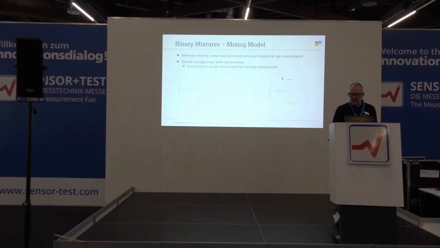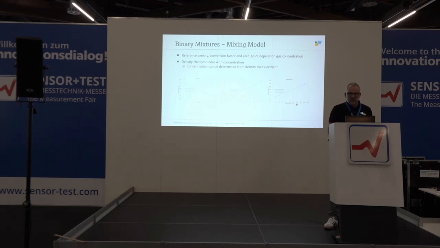So go a bit further, does it work for binary mixtures as well? If you know which two gases you have, typically in industrial applications, you know these are these two gases, but you don't know the mixture, and the mixture can change. By measuring density, you see these are some examples: nitrogen-CO2, nitrogen-helium, methane-hydrogen, and you see the density changes nicely linear with concentration. So by measuring density, you know the concentration of your binary mixture.